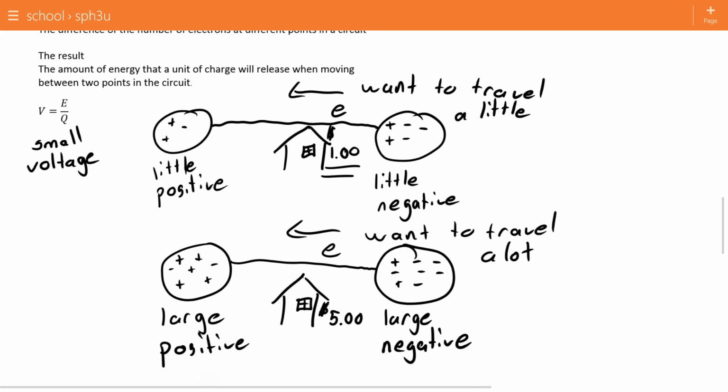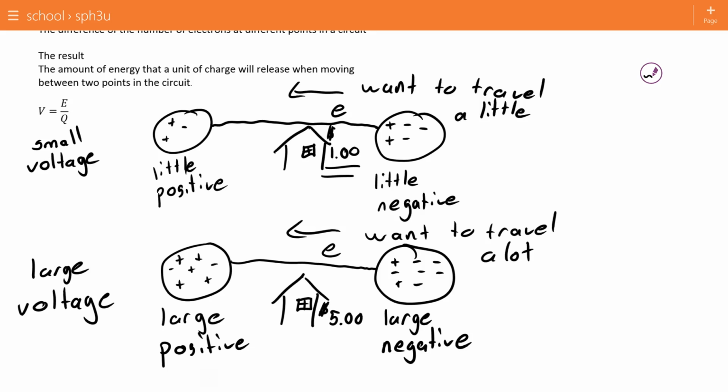On the other hand, in the situation where we have a big disparity between the number of electrons at the original point and the number of electrons at the final point, the electrons want to travel a lot. That's a large voltage. As a result, you can charge a lot more for the electron to move from one place to another, or in terms of energy, we can say that we can get a lot more energy per unit of charge that moves between the 2 points in the circuit.